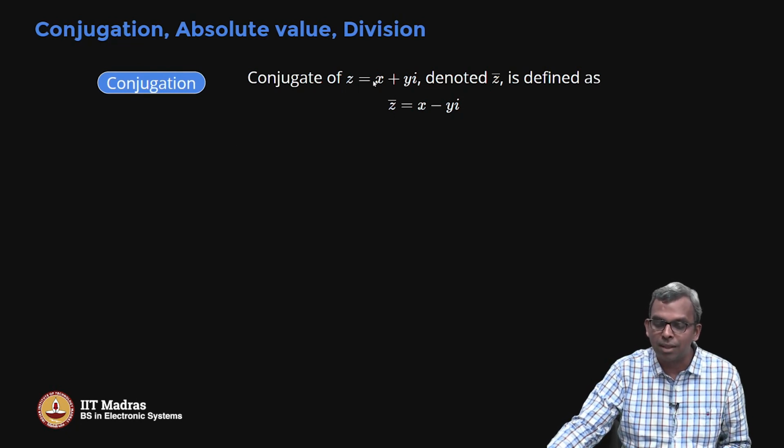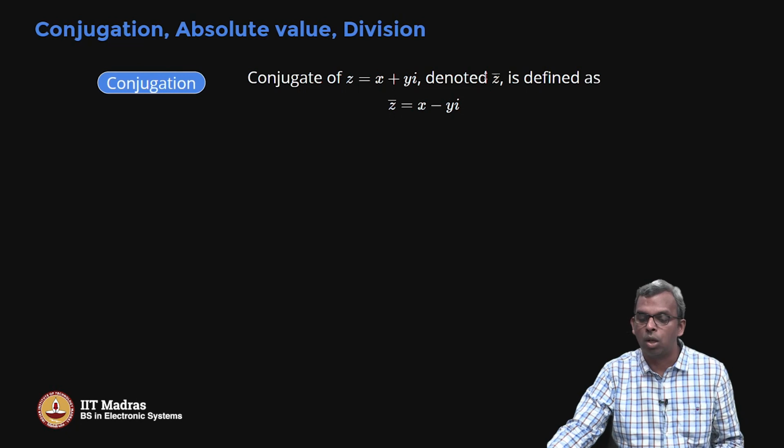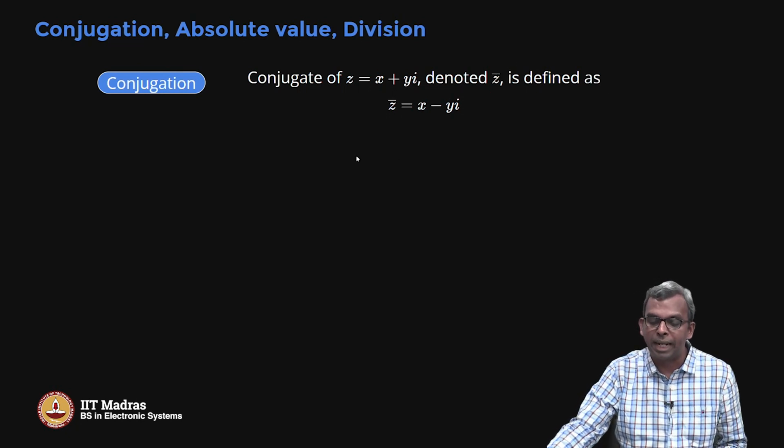So conjugation is a special operation. If you have a complex number z, which is x plus yi, we denote the number's conjugate as z bar. The line on top of z is called z bar, and it's defined as z bar equals x minus yi.